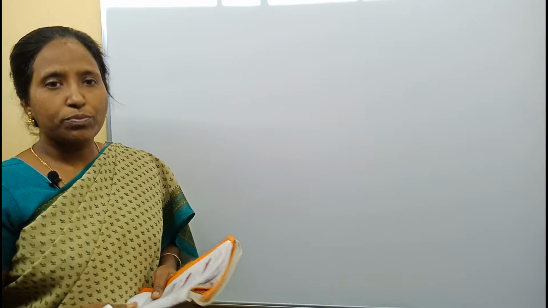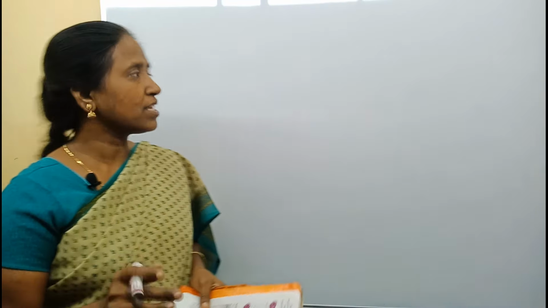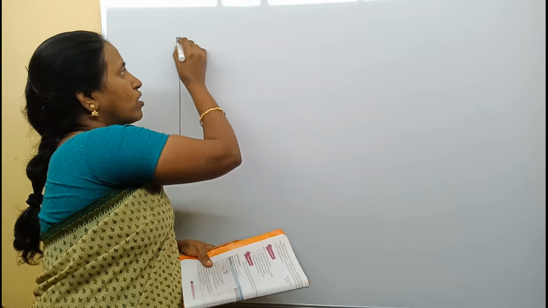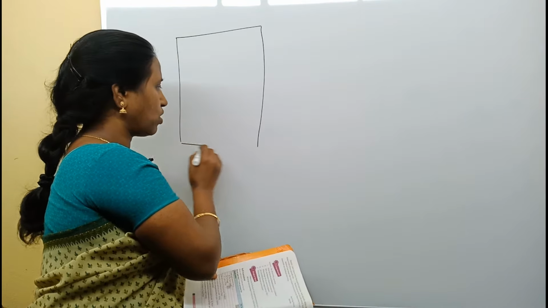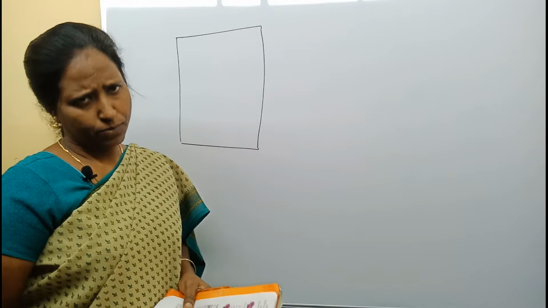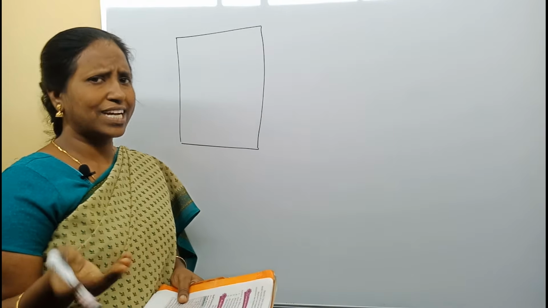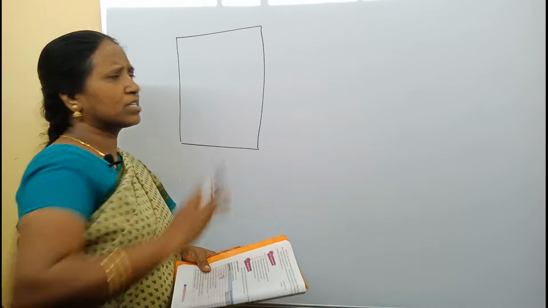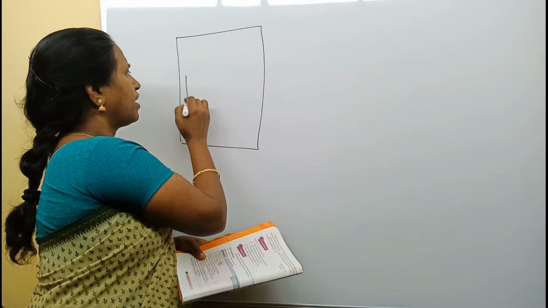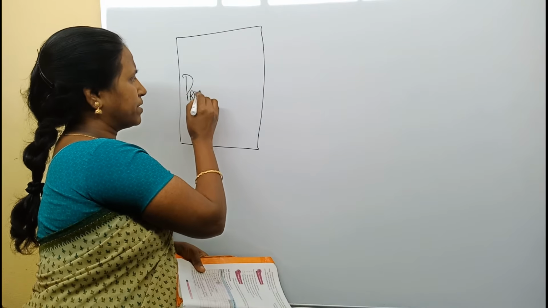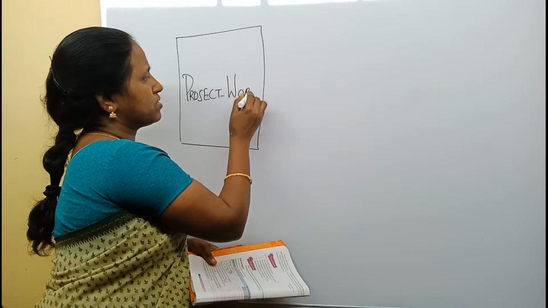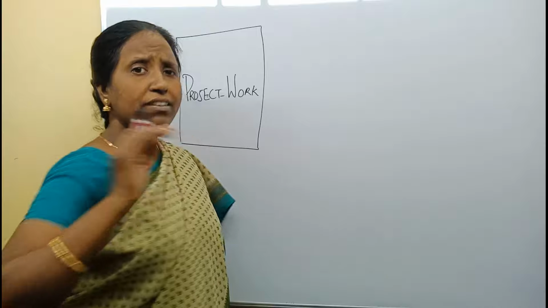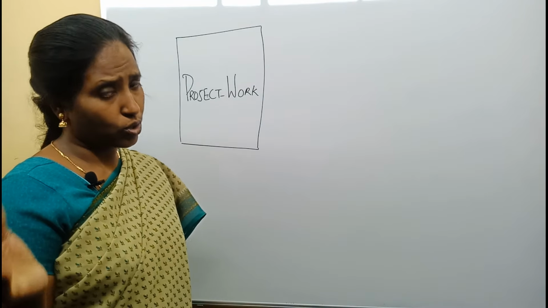When you do the project work, how you start is, in the first page, you draw the margin. For every page, you draw the margin neatly, using a pencil or a sketch pen or a color pencil, anything as you wish. And take an approximate center of the page and write PROJECT WORK in capital letters. After this, you go to the next page. I'll even show you in the pages which side what ought to be done.